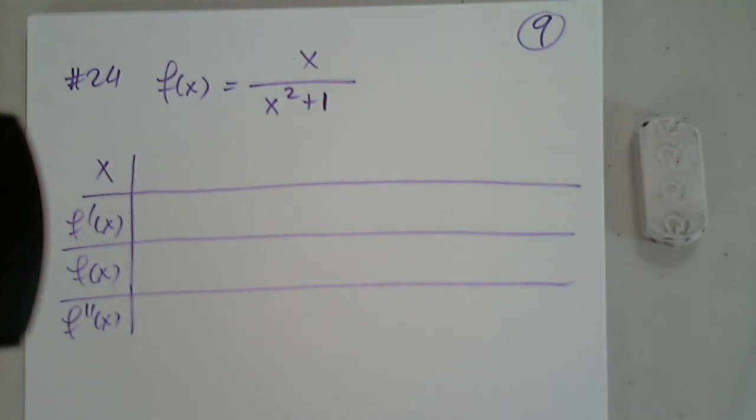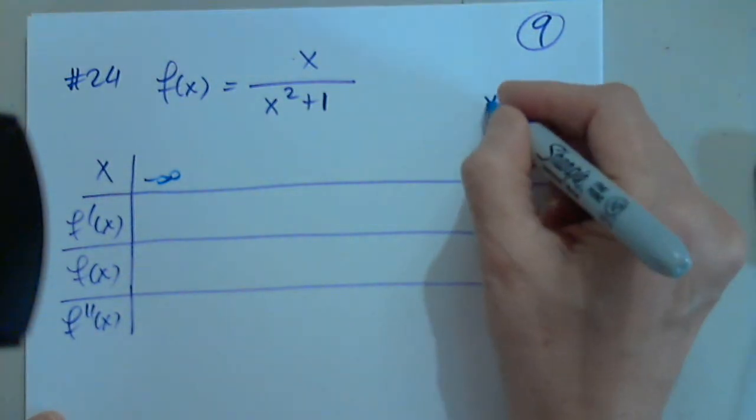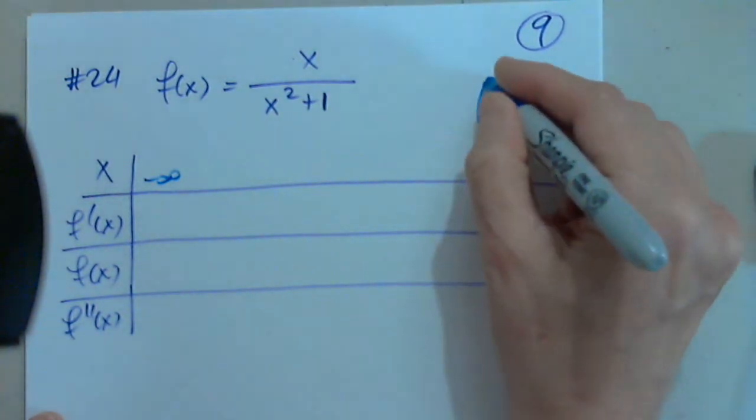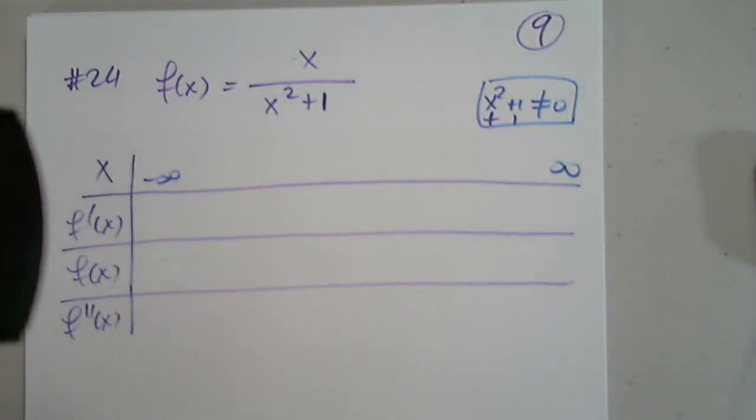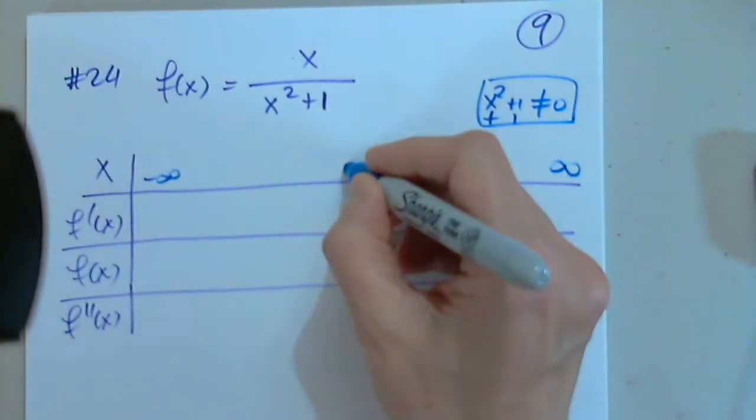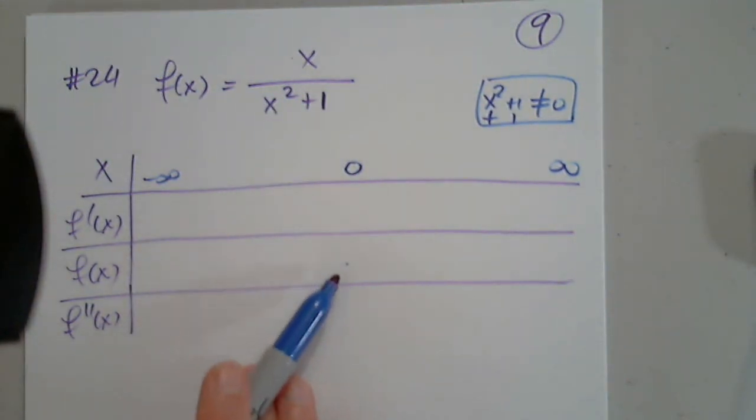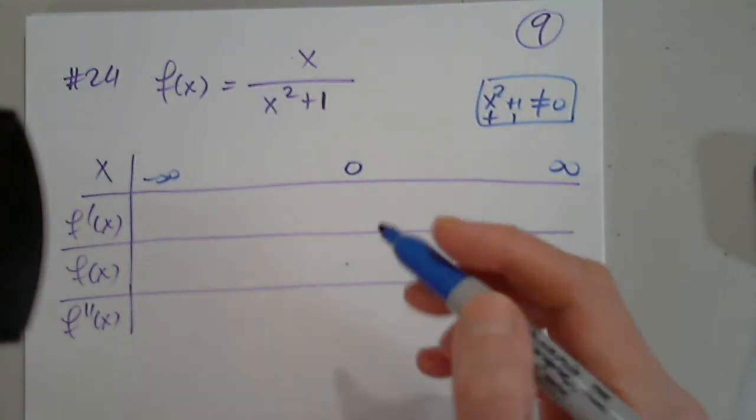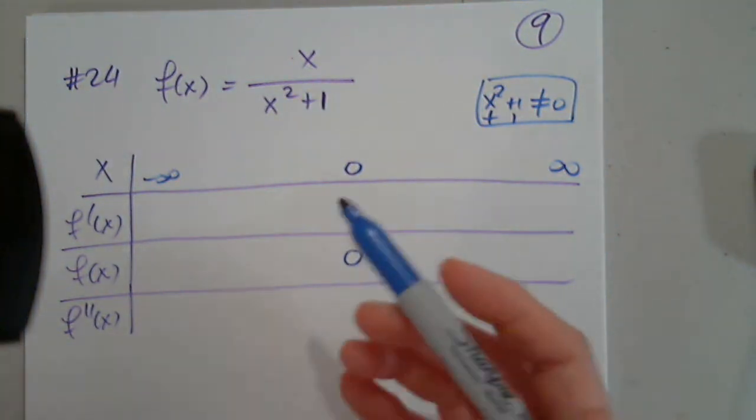Negative infinity to infinity. Excellent. Everything, right? Because x squared plus 1 is never 0. Positive plus 1 can never equal 0. Excellent. So no problem. Of course, 0 has to be in the table. And I would like to determine the function value at 0. What is the function value at 0? Zero. Very good.